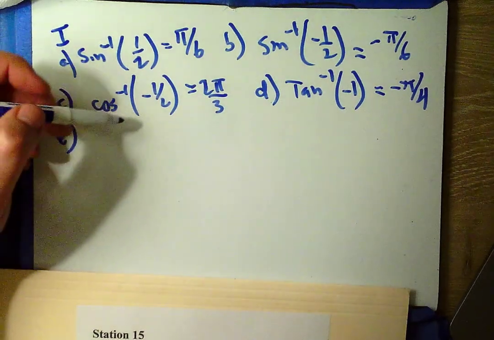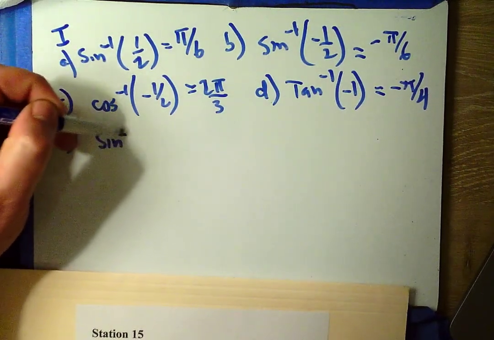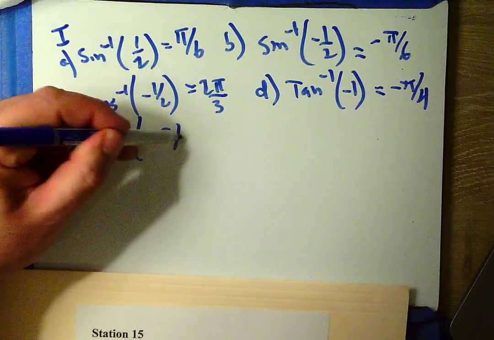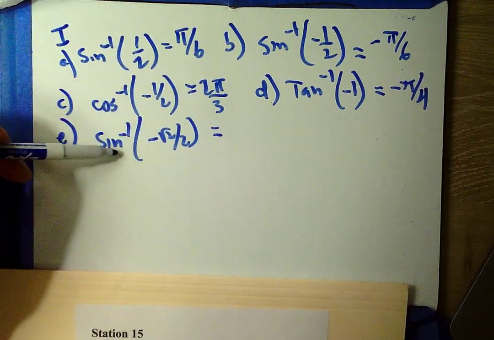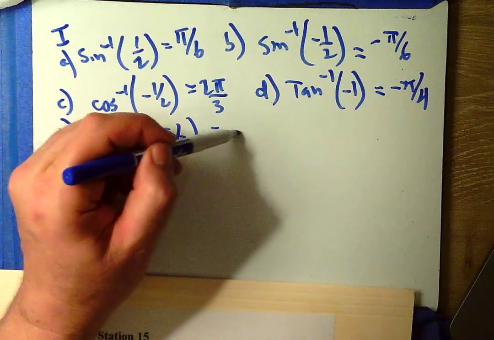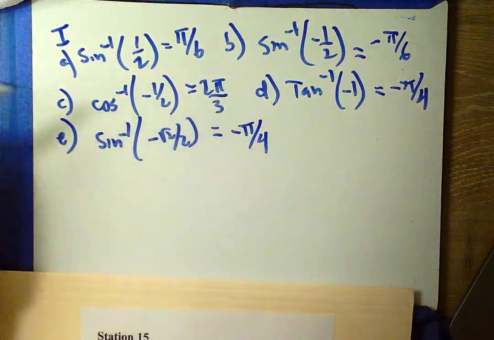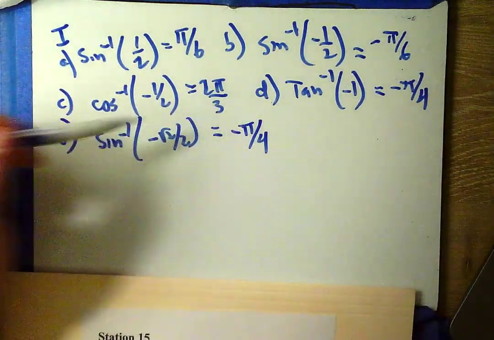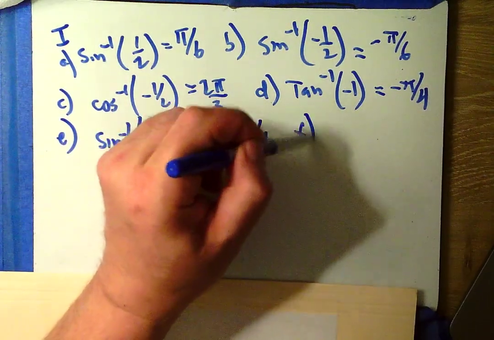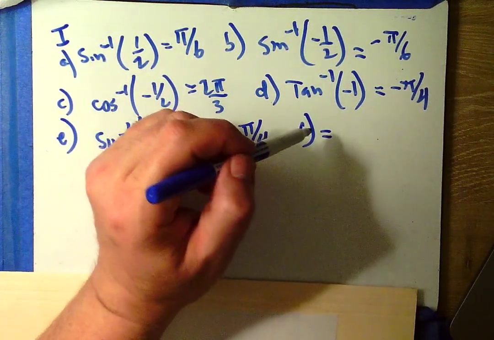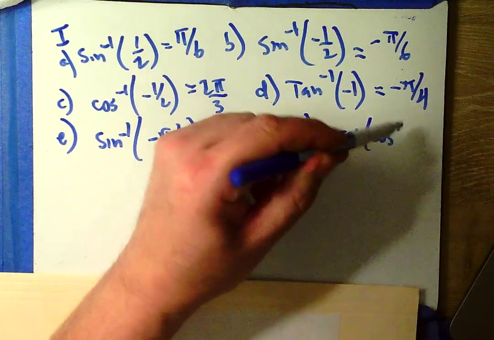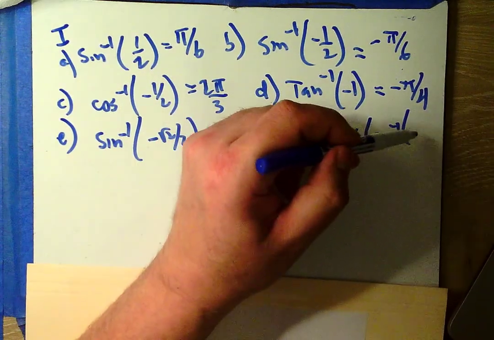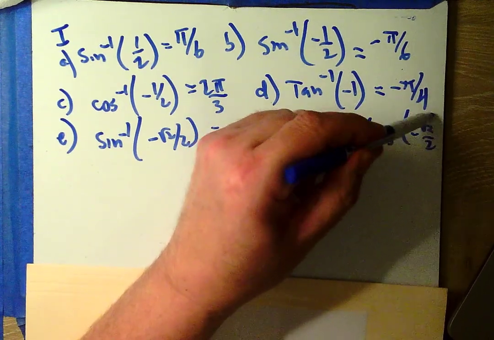E says sine inverse negative root 2 over 2. Okay, where within the restriction for inverse sine do we get negative root 2 over 2? Hey, that's also negative pi over 4. I was just thinking about that with the last problem. F. F says cosine of cosine inverse of negative root 2 over 2.